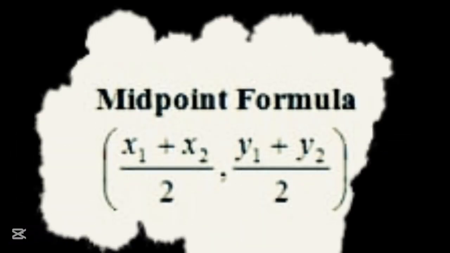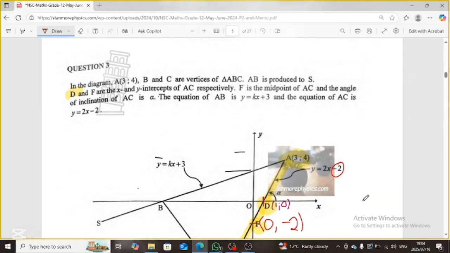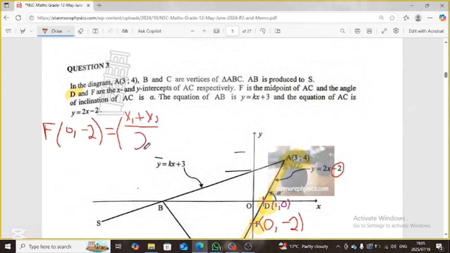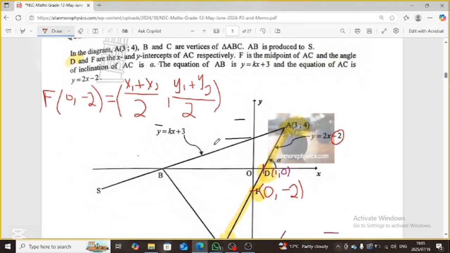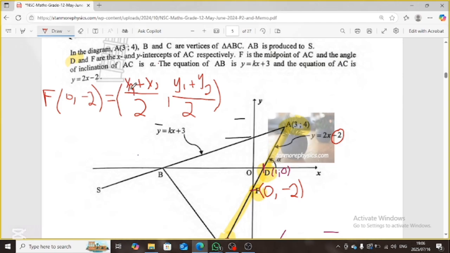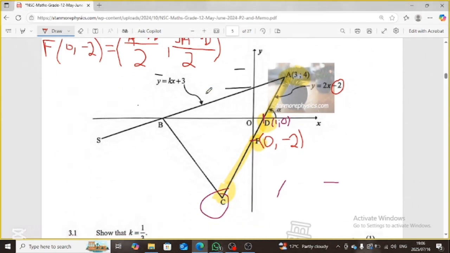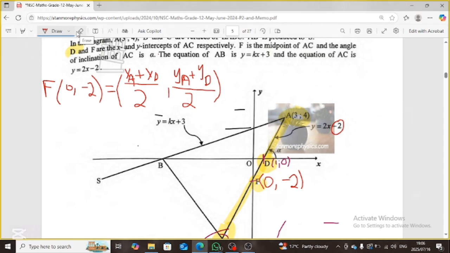Using the midpoint formula, we are going to find the coordinates of C. We know that F is the midpoint, given by the coordinates (0, -2), equal to (x1 plus x2 over 2, y1 plus y2 over 2), which can also be rewritten as xC and yC. Make sure you don't get confused there. I made a mistake by using D as a variable, not C. Make sure you fix that.